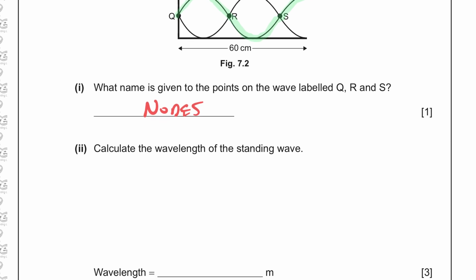So 1 1/4 lambdas equals 60 centimeters, which also equals 0.6 of a meter, but we can work it out in centimeters first. So lambda is going to be 60 over 1.25, which is 48 centimeters. So we're looking for 0.48 of a meter.